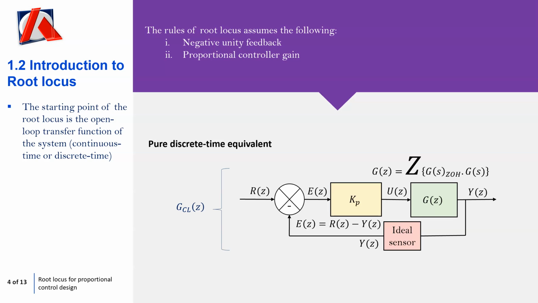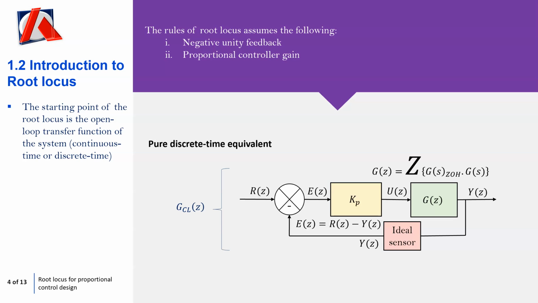So what I'm going to introduce you to now is the rules of root locus, because what we saw in the previous video was, as we increase the proportional control gain, the path or the location of the poles is changing. So what the root locus enables us to do is to explore the path of the poles as you increase the proportional control gain.